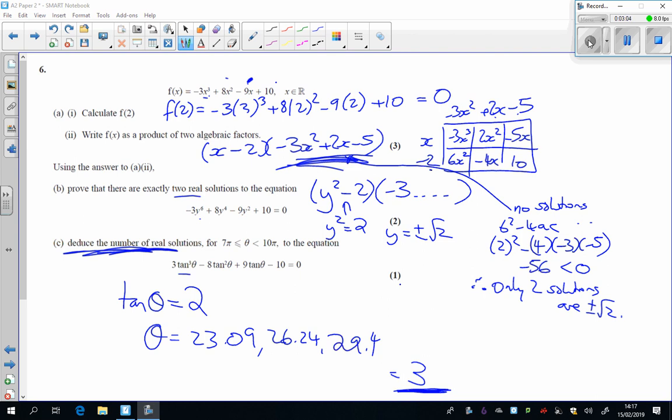I didn't need to do that because I should have known that the graph of tan theta looks like this, and it repeats every pi radians, doesn't it? It then goes whoop again, and here's another bit. So there's one solution every pi radians. From there to there is 3 pi radians, so there were 3 solutions in that part there.